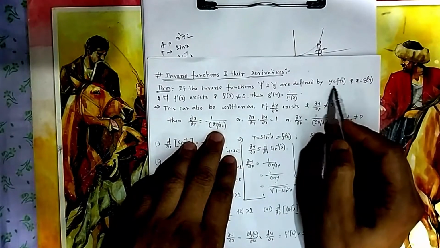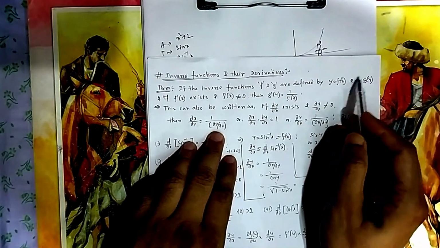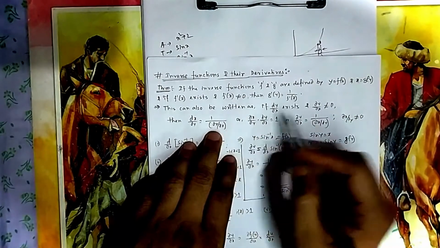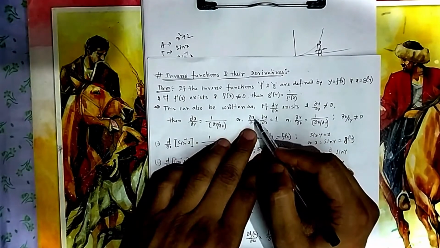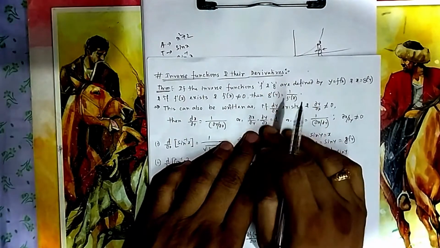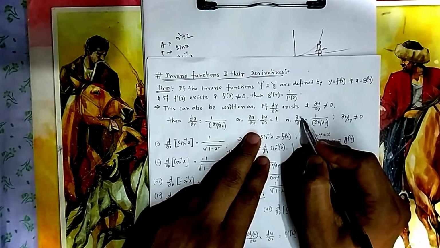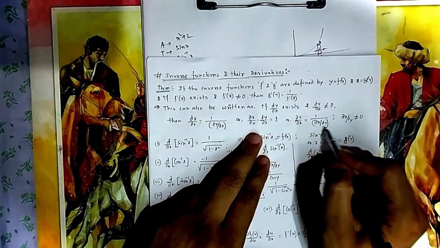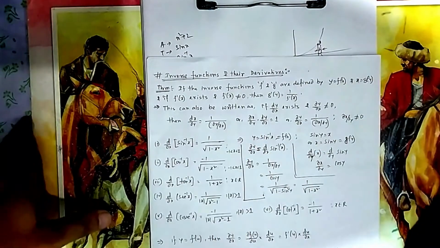So dy/dx is the differentiation of this one, and this is the inverse one, so its differentiation is 1 by the differentiation of the original. That's what they have told you. Or you can think dx/dy or dy/dx are equal. Don't think that these are cancelling out. This is from the inverse function theorem only. So dy/dx is 1 by dx/dy, again provided dx/dy is not equal to 0.